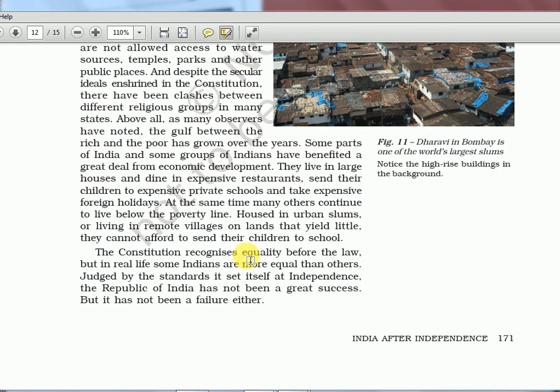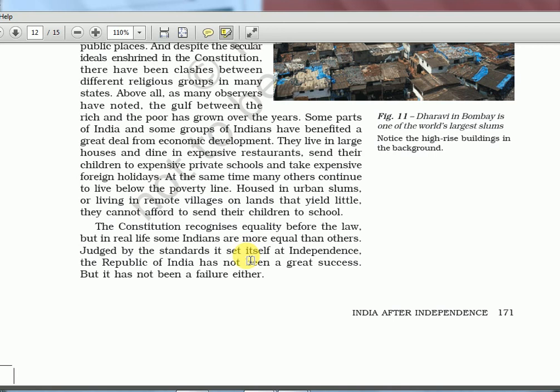So good things you got, bad things you got. Now this final paragraph: the constitution recognizes equality before law, but in real life some Indians are more equal than others. Judged by the standards it set itself at independence, the Republic of India has not been a great success, but it has not been a failure either. This is just one example of how you should write any answer in mains. You should say it is like this, we have these many challenges, but still it is this. You should do a negative and a positive in all your mains answer conclusions.